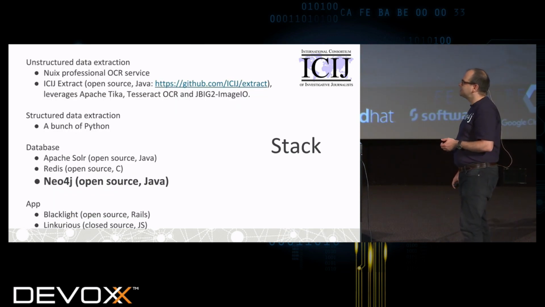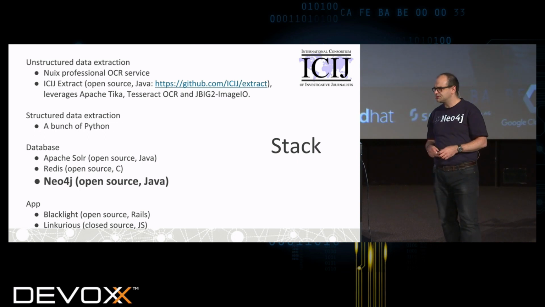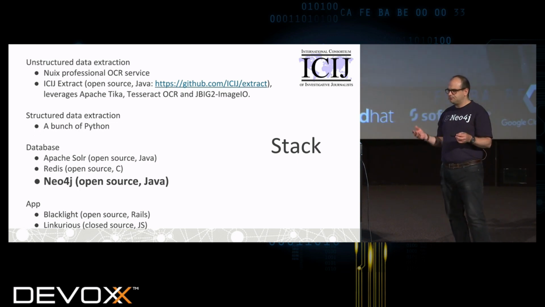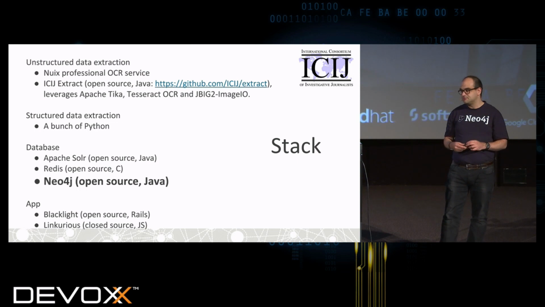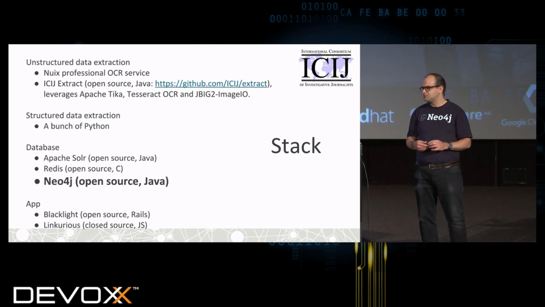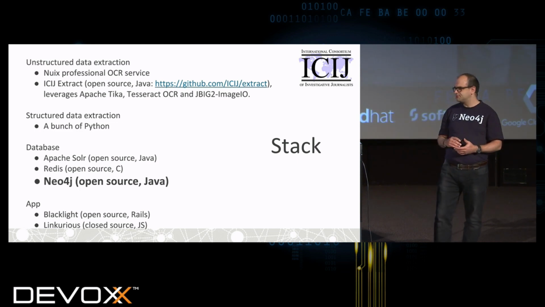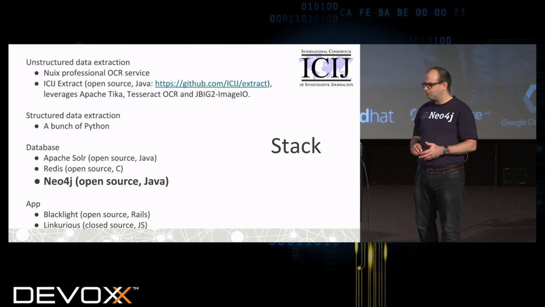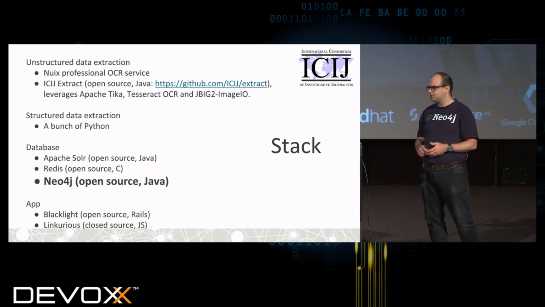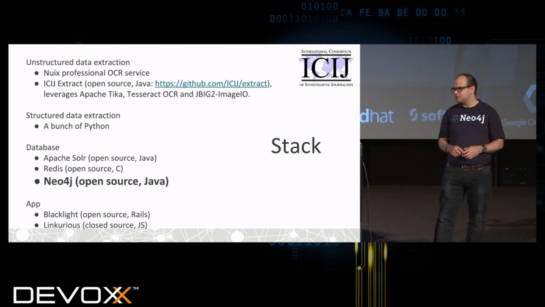The full stack they're using, or most of the stack: to extract the raw data, as mentioned, they use this OCR service. Then to get some insight in the text, to understand the semantics, they used some software they've written on their own. It's available on GitHub, called ICIJ Extract, which uses most prominently Apache Tika and some other tools. On top of that, a huge amount of Python scripts. The databases they used were mainly Apache Solr for the full text part, Redis for keeping the reference to the raw documents, and Neo4j to connect the data. And this is what I'm going to focus on.